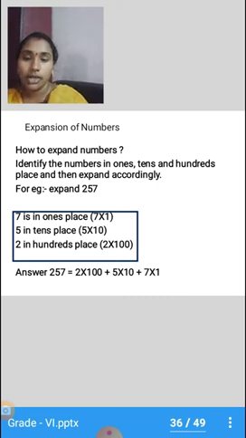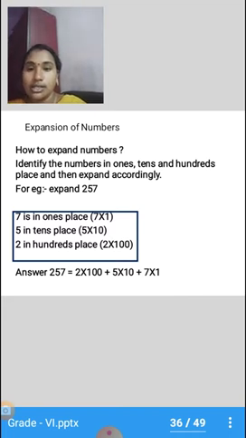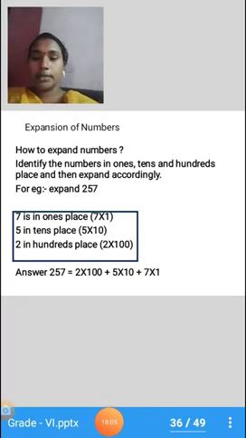So here 7 is in ones place, 5 is in tens place, 2 is in hundreds place. So you are going to expand this as 2 into 100 plus 5 into 10 plus 7 into 1. So this is the expanded form of 257.